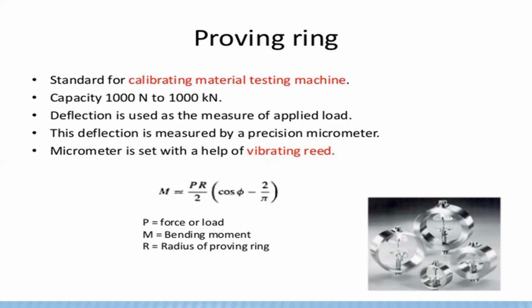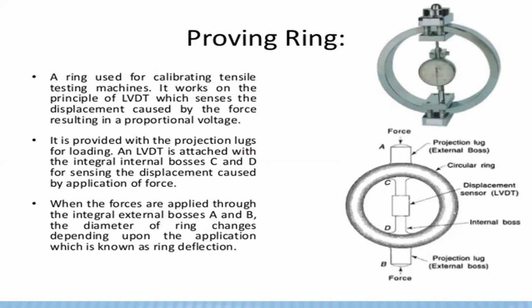Deflection is used as the measure of applied load. This deflection is measured by a precision micrometer. The micrometer is set with the help of a vibrating reed. You can see the formula of this proving ring: M is equal to PR by 2 into (cos phi minus 2 by pi). P is equal to force or load, M is equal to bending moment, R is equal to radius of proving ring. These are the different terms.